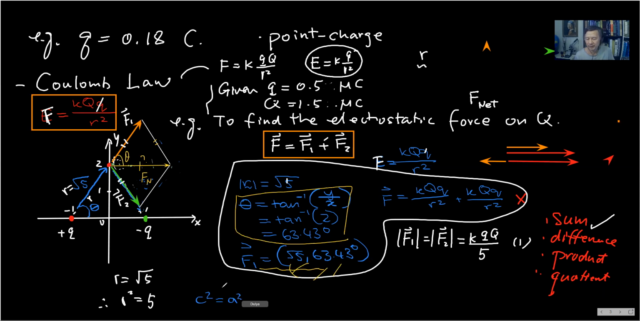Do you want to use the cosine rule, 2AB? What's the cosine rule? Which angle do we know? 63.43. Doesn't matter, you can apply it. You can write it down. So basically, the length of this yellow line is unknown and to be determined.